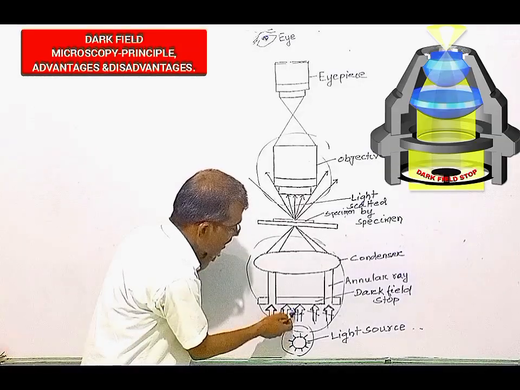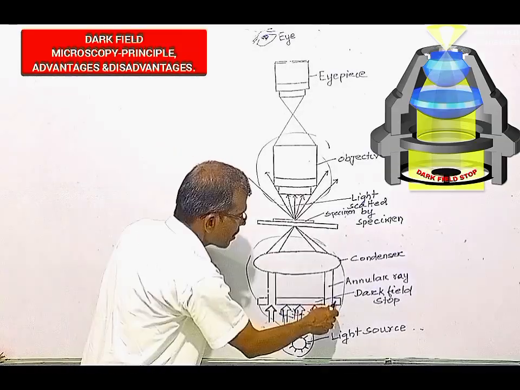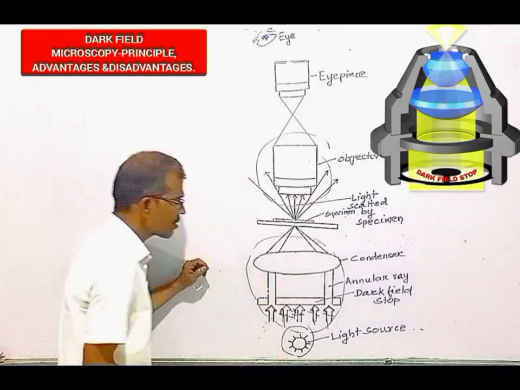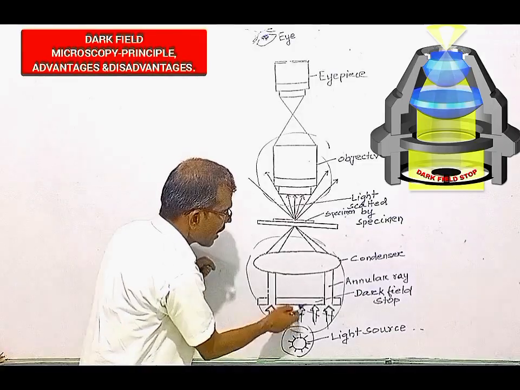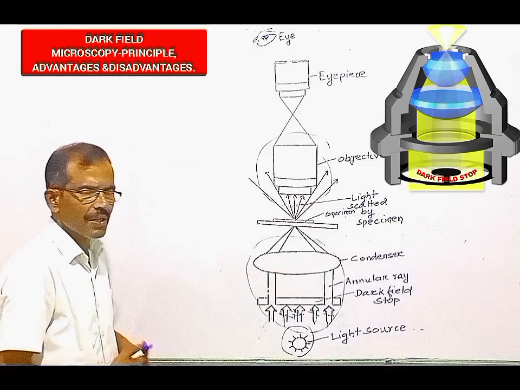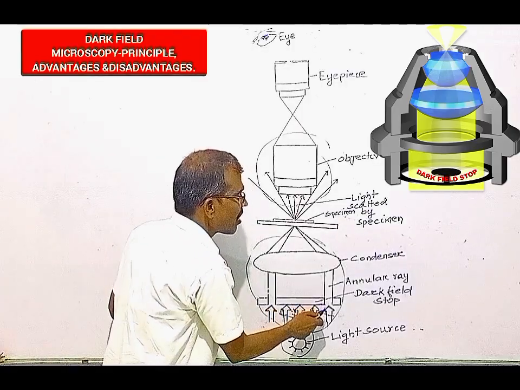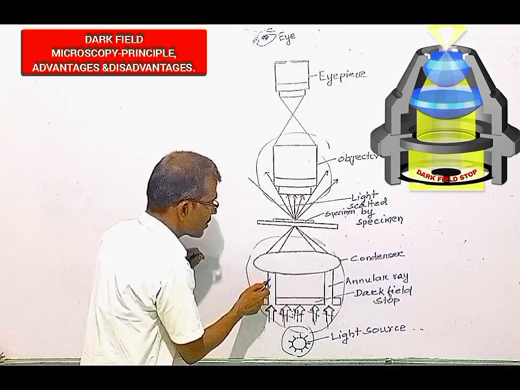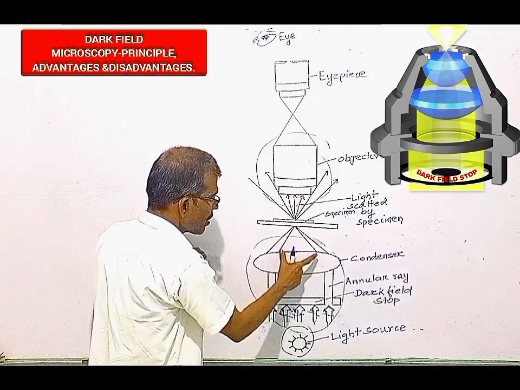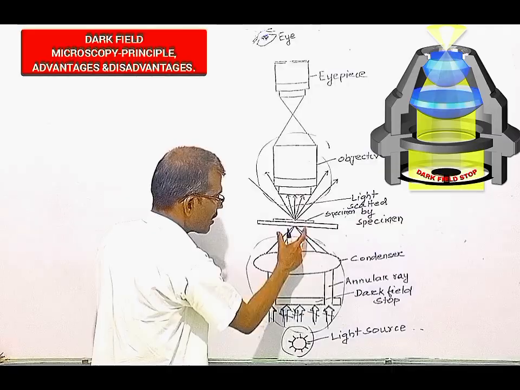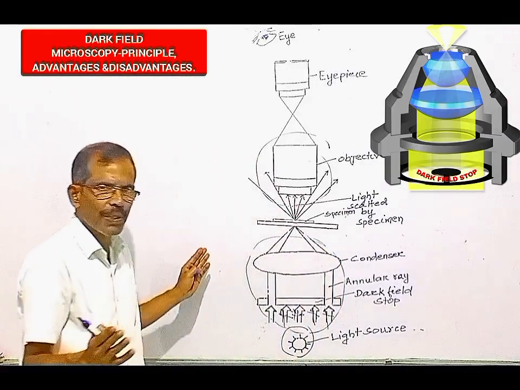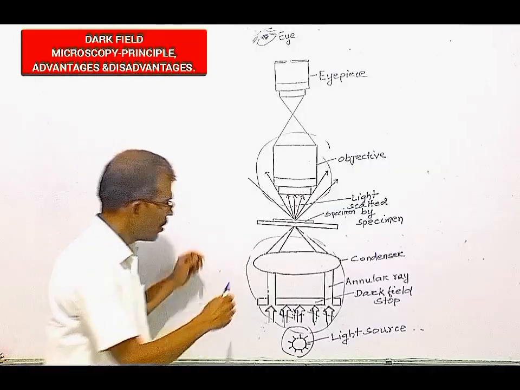When the source transmits white light, because of the presence of the dark field stop at the bottom of the condenser lens, direct light is prevented from entering the condenser lens. Through this dark field stop, only the annular rays enter the condenser lens, which then produces a hollow cone of light. This is the hollow cone of light that hits the specimen from all sides.